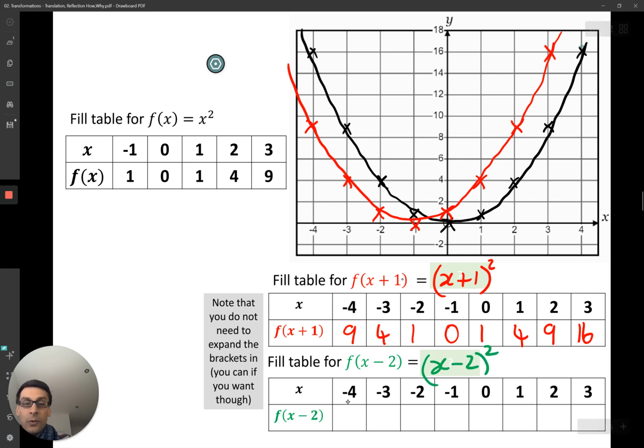So negative 4 minus 2 will give you negative 6. Negative 6 squared is not going to fit on this graph, so we'll leave that one out for now. But we'll fill out the table anyway. Negative 3 minus 2 is negative 5. Negative 5 squared is not going to fit there either. Negative 2 minus 2 is negative 4. Negative 4 squared is 16, so we can get that in there. Negative 1 minus 2 is negative 3, so negative 3 squared is 9. So that's going to go here. Negative 2 squared is 4.